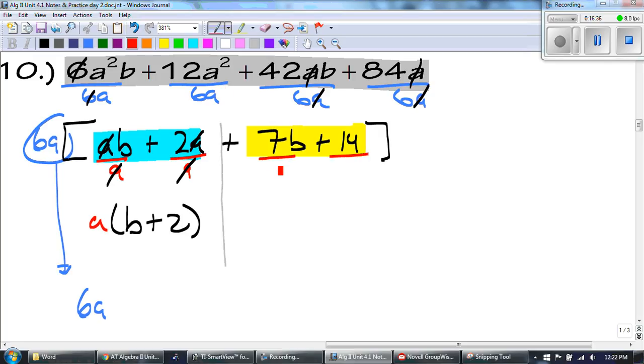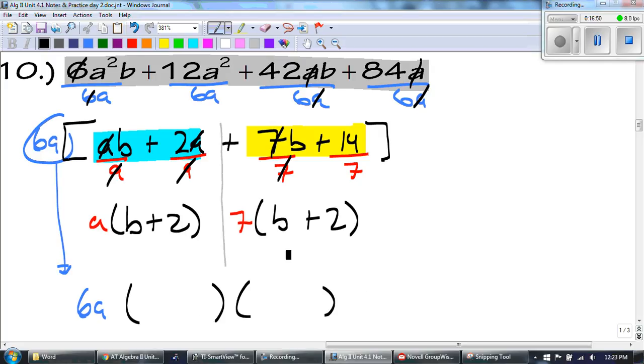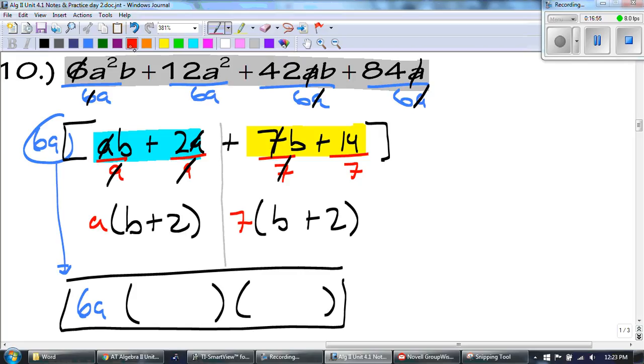The GCF of the second group is a 7. The 7's cancel, and we're left with b. 14 divided by 7 is 2. Okay, so what are the two binomials? Yeah, we take the red, it's a plus 7, and then b plus 2. Once you start to get a hang of it, it's not that bad.